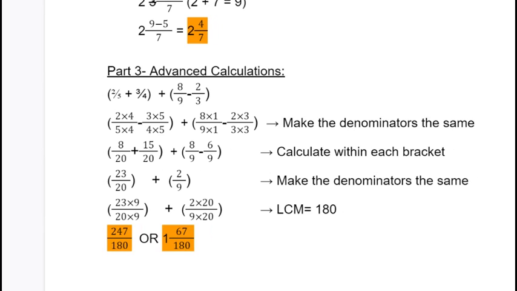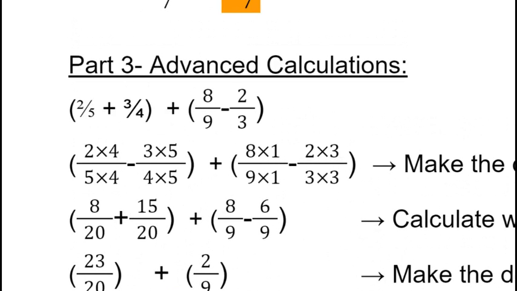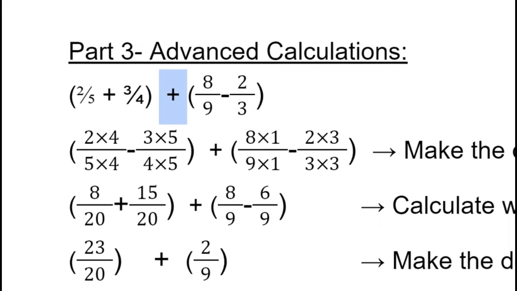So in this case, the question we have to work with is 2/5 plus 3/4 in one bracket, plus another bracket which consists of 8 over 9 minus 2 over 3. So in this case, we have brackets involved, and we haven't talked about BEDMAS yet, but we will soon. But we have brackets involved, meaning we have to work with those first, and then we have adding and subtracting going on. And then the whole equation is being added. So what we have to do first is talk bracket by bracket.